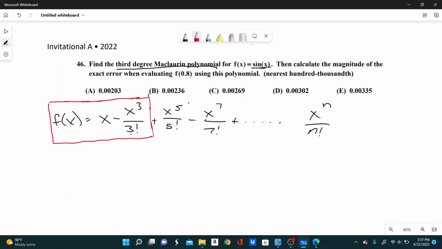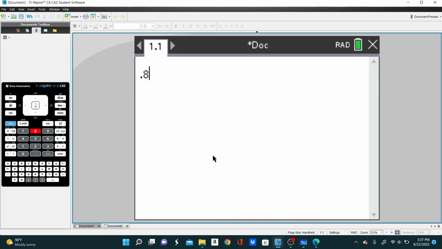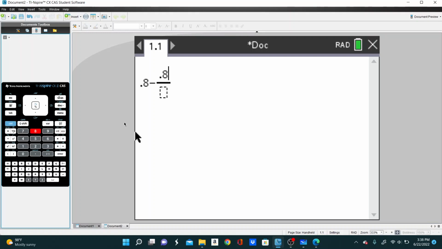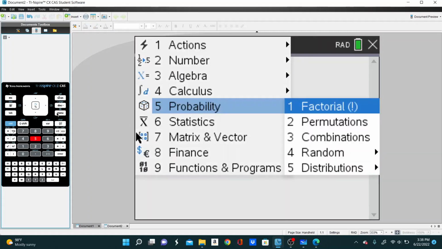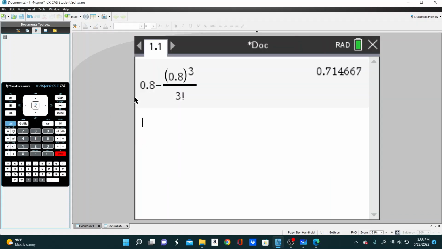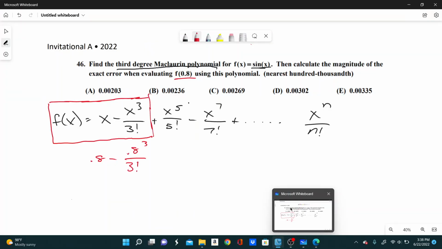So if you want to find what f of 0.8 is, it's pretty straightforward. You just say 0.8 minus 0.8 cubed over 3 factorial. I'm going to go to the calculator and see what this is. So 0.8 minus, then fraction 0.8 cubed over 3 factorial. And let's see, we get 0.714667.